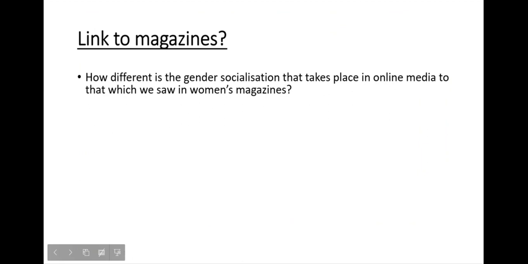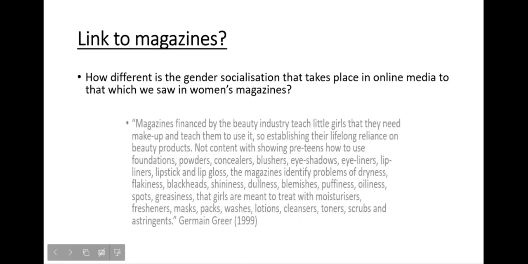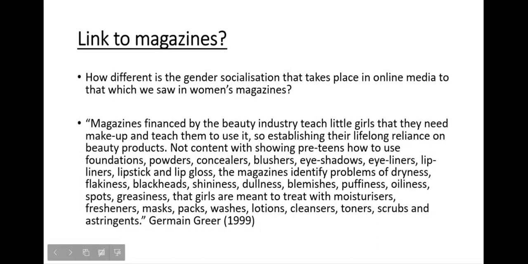Women's magazines were in many ways the most popular form of media for women in that era, in the same way that online media is pretty much the most popular format for women who are interested in fashion, makeup, hair, etc. these days. There's a little quote by a woman called Germaine Greer, who's a feminist writer. And she wrote that magazines financed by the beauty industry teach little girls that they need makeup and teach them to use it, so establishing their lifelong reliance on beauty products.